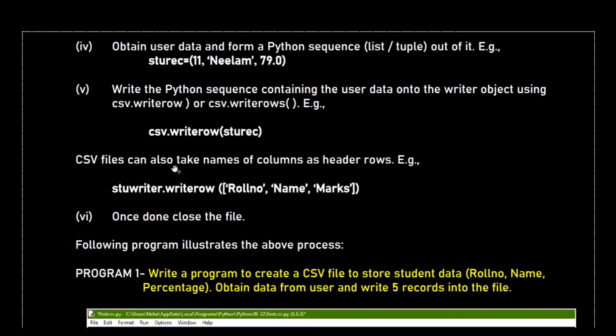Then CSV files can also take names of columns as header rows. Suppose in the first row of the file you want to name the columns, so that also we can do. For that we have to write stwriter.writerow, and then mention in square brackets the names of the headers, like roll number, name, marks. If we want these headers, then we can first mention the headers and after that we can enter the values. Once all these processes have been done, then we can close the file.